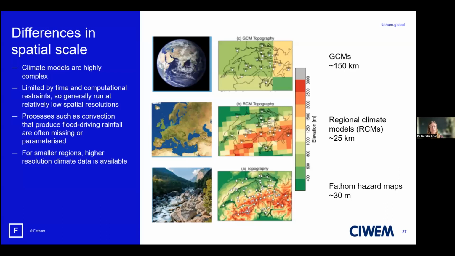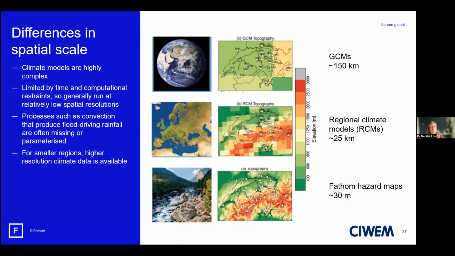Next slide, please. So Nans has mentioned already that climate models are really highly complex. They represent many parts of the Earth and climate system. And as a result of this complexity, and particularly when they're run on a global scale, they require a huge amount of computing power and time, which means that they're often run at relatively low spatial and temporal resolutions, particularly when we're comparing to the kinds of resolutions that are required for risk modelling.